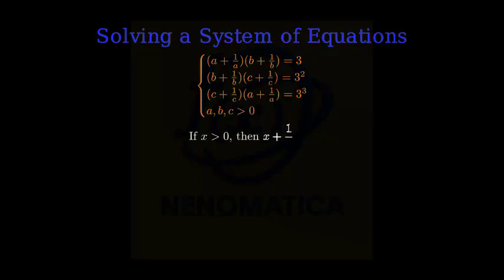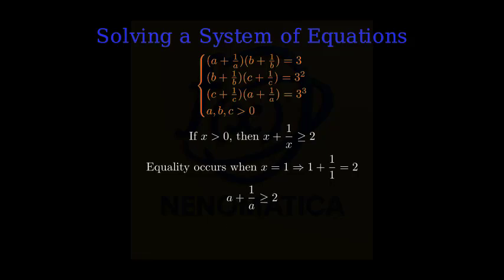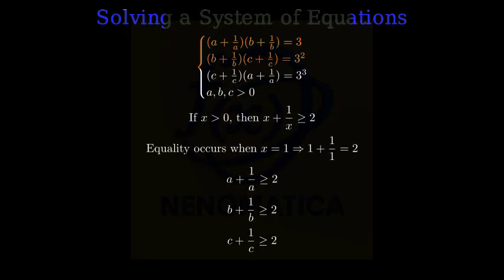For any positive real number x, x plus 1 over x is greater than or equal to 2, and this sum is minimized when x equals 1, giving us exactly 2. Looking at our system of equations, we can make an important observation. We have expressions of the form a plus 1 over a, b plus 1 over b, and c plus 1 over c. Based on our property, each of these expressions is greater than or equal to 2.